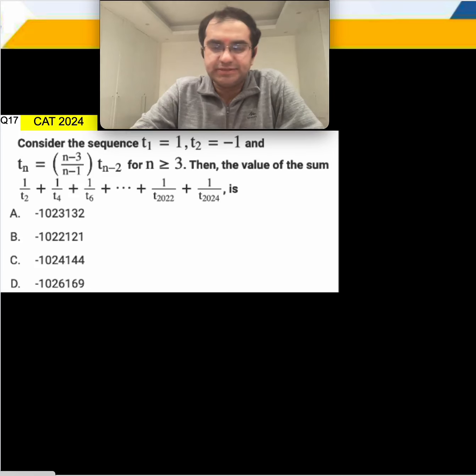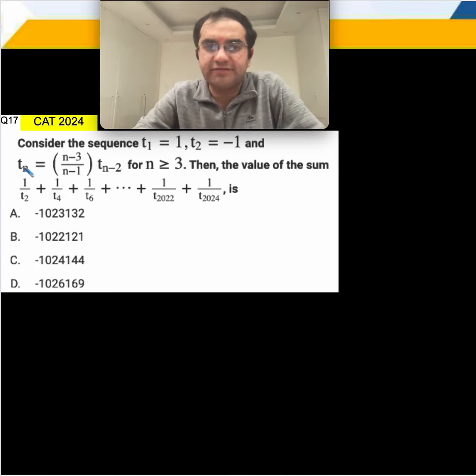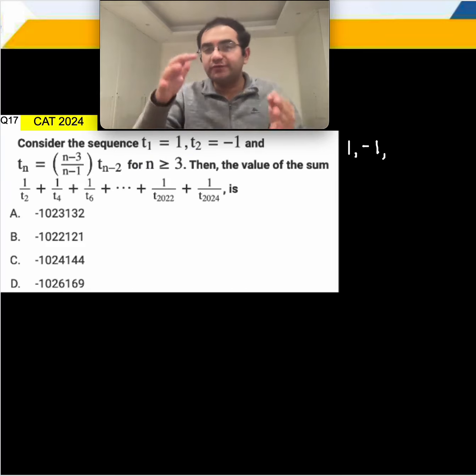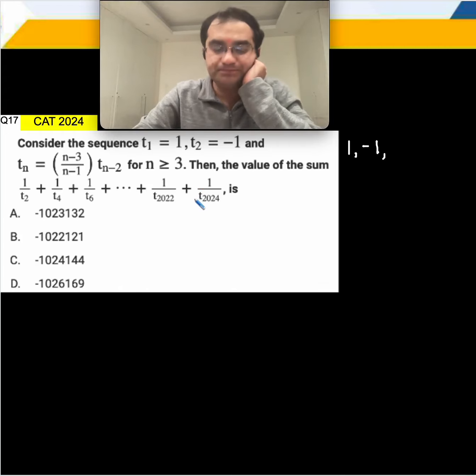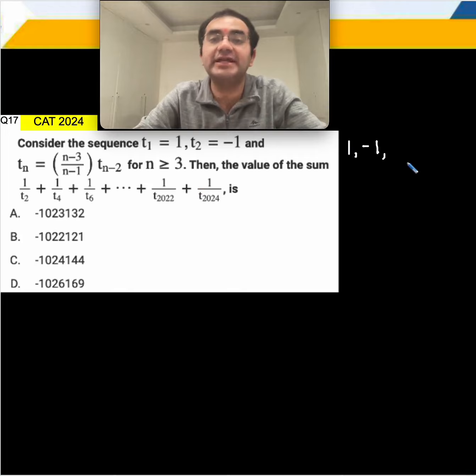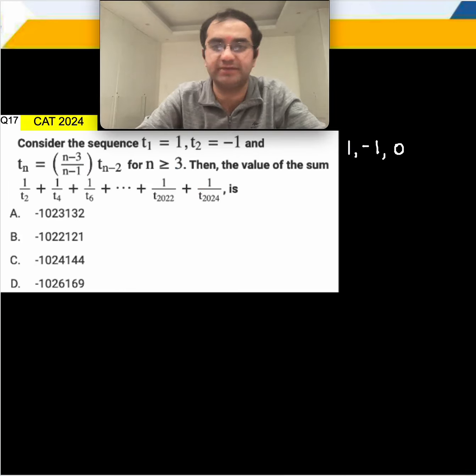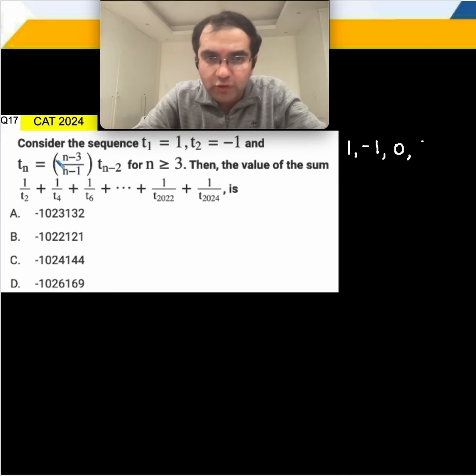In a series, this is a kind of series that they are creating and they have given the relationship between the different terms. They've also given t1 and t2. So we write the first term as 1, the second term is minus 1. We try to find some of the other terms so that we get the pattern. When you put n equal to 3, this becomes 0, so the next term is 0. When you put n equal to 4, you will get 4 minus 3, that will be 1, upon 4 minus 1, that will be 3.